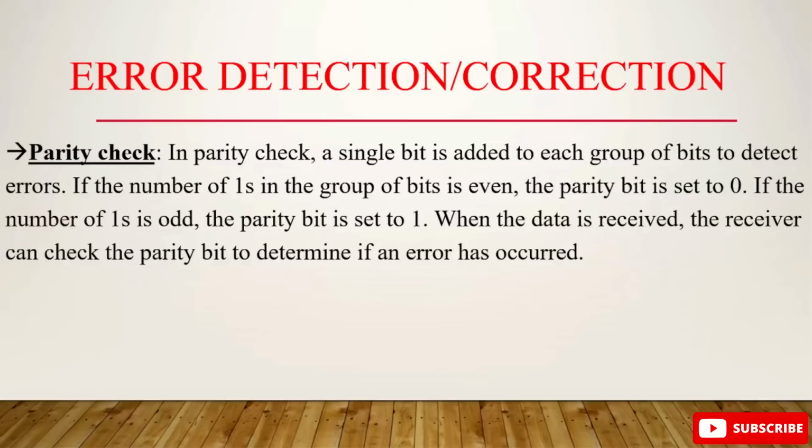If the number of ones in the group of bits is even, then the parity bit is set to 0. If the number of 1s is odd, then the parity bit is set to 1. When the data is received, the receiver can check the parity bit to determine if an error has occurred.